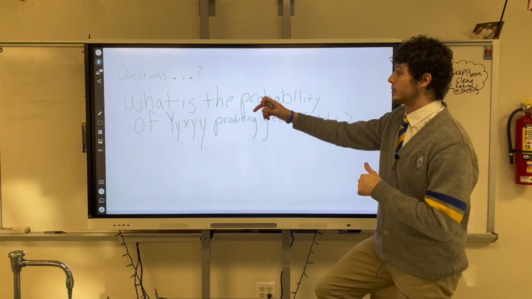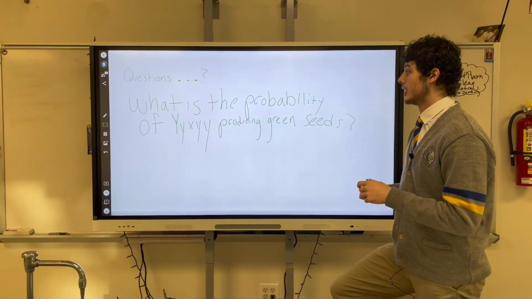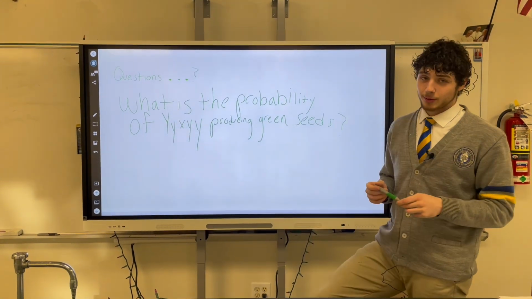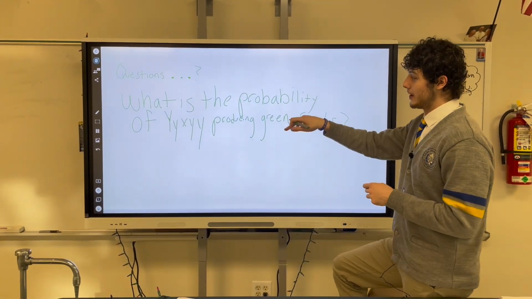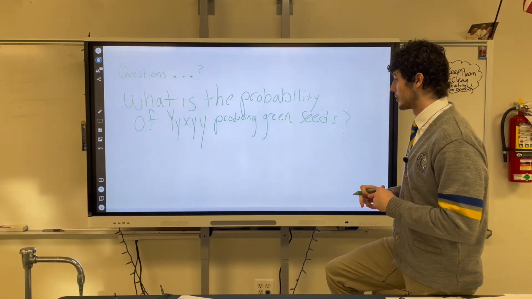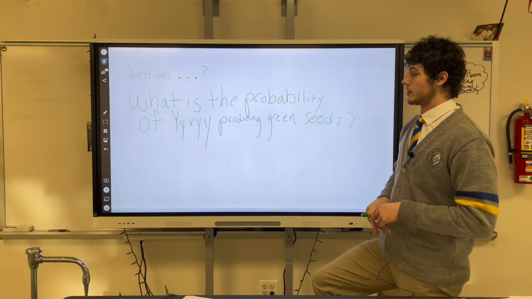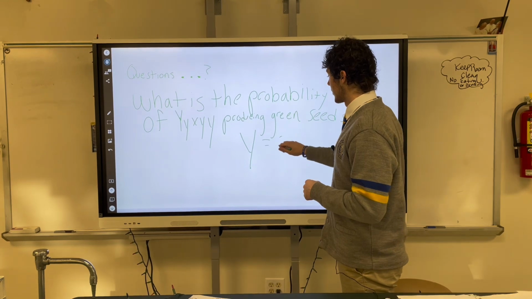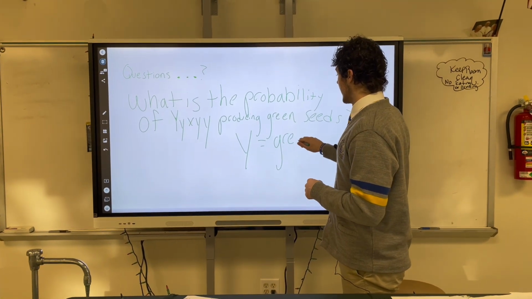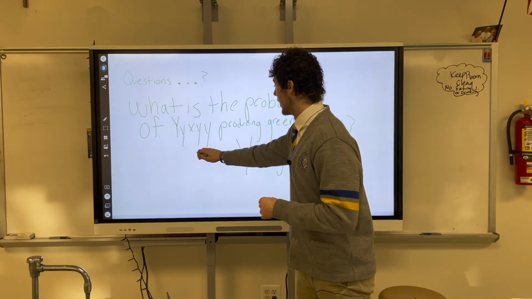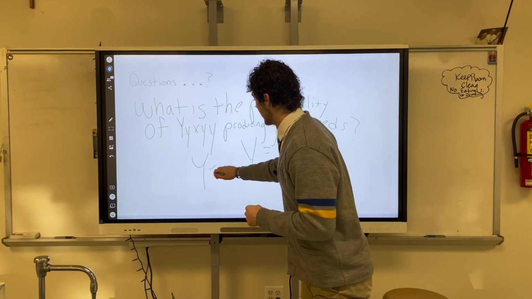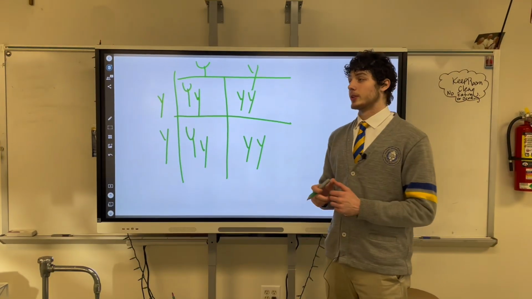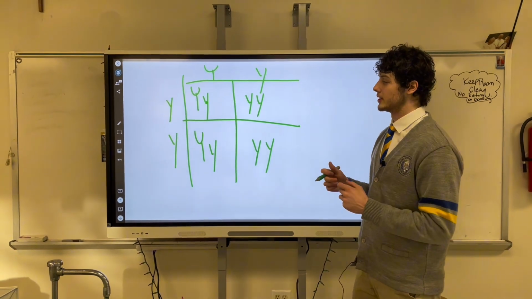So the first question we have here is, what is the probability of a big Y, little y times a homozygous recessive y producing green seeds? So the little y here is going to be green, and the big Y is going to be yellow.